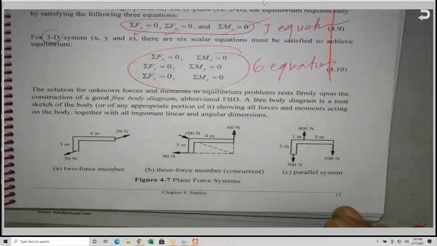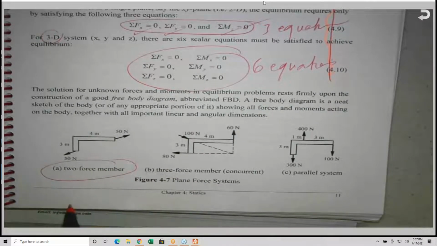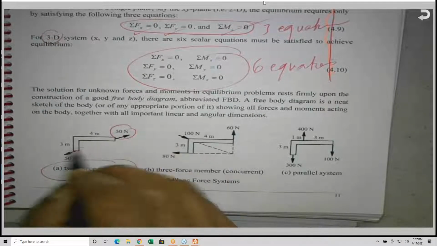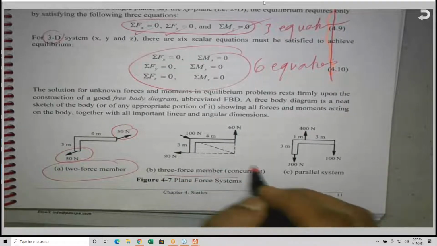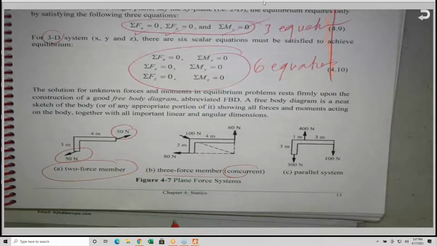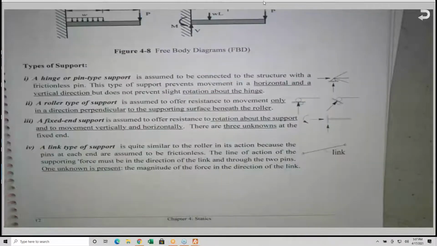Here I gave you some additional information about the forces. This we call a 2-force member, like a truss member. It could also be a 2-force member where you have 1 force here and 1 force here. This is the 3-force case. They are concurrent, meeting at a common point, and this is a parallel system. This is a non-concurrent, and this is a concurrent force system. So be aware of that, just in case they mention it.